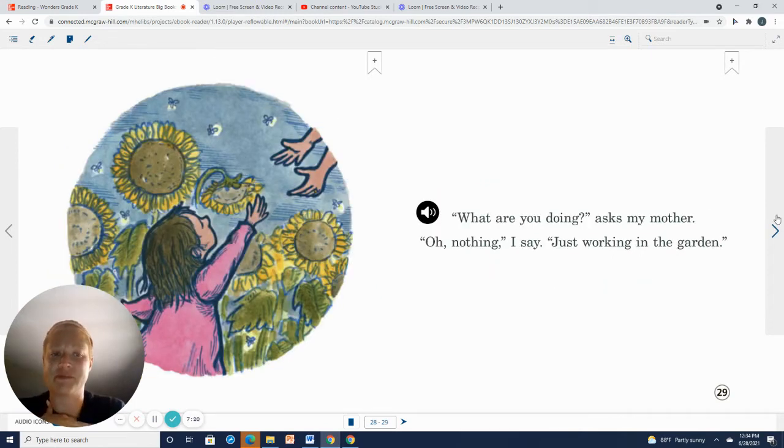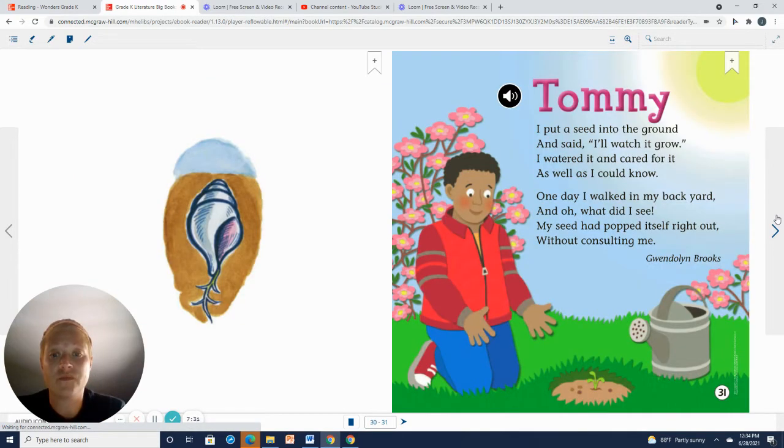What are you doing? Asked my mother. Oh, nothing, I say. Just working in the garden. So here's her mom coming to get her. We know her mother is another character in this story along with her. And here she is, the last page of our story. There's that seashell, and we're imagining that it is sprouting some roots to grow up.